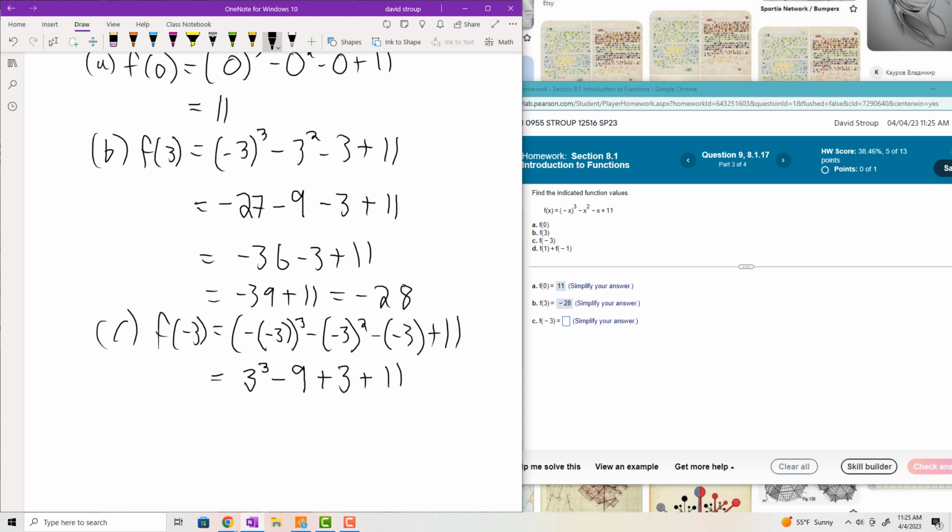And I'm still working with the exponent on the first one, so that's going to be 3 cubed is 27. And now I can start adding and subtracting from left to right. So I have 27 minus 9 is 18. 18 plus 3 is 21, and then plus 11 is 32.